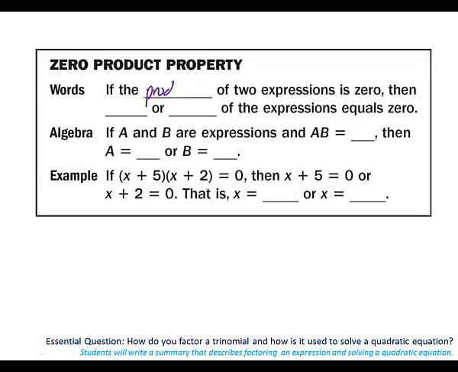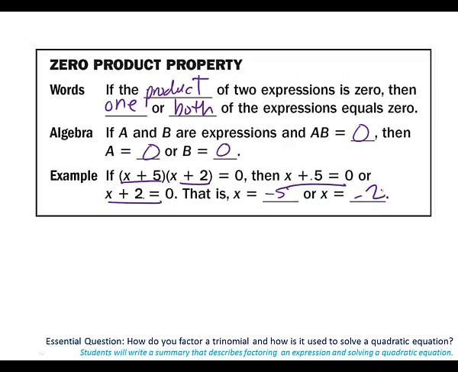So if the product of the two expressions is 0, then one or both of the expressions equals 0. In algebra, if a and b are the expressions and a times b equals 0, then either a equals 0 or b equals 0. The way that we would do it, the example, they've already factored something. They take both of those terms, set them equal to 0, and then they solve them. So on this one, I would subtract 5 and get a negative 5. On this one, I would subtract 2 and get a negative 2.